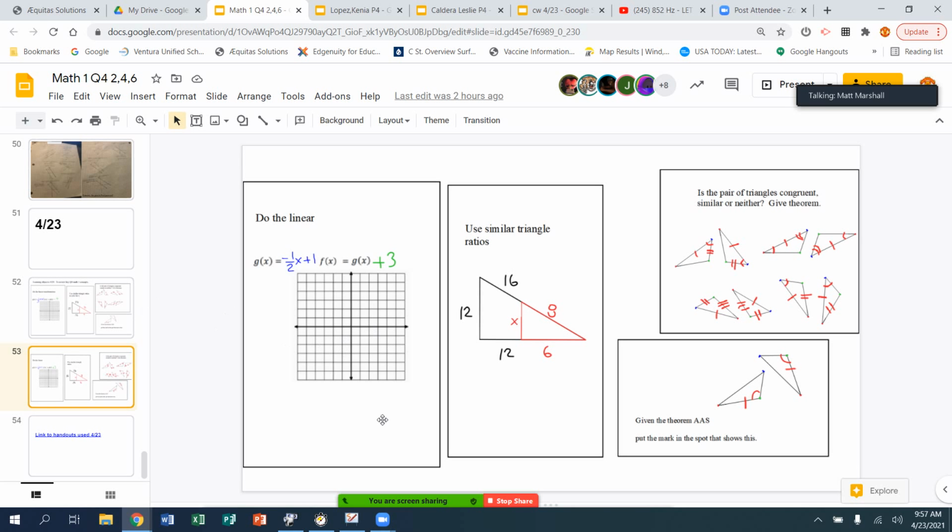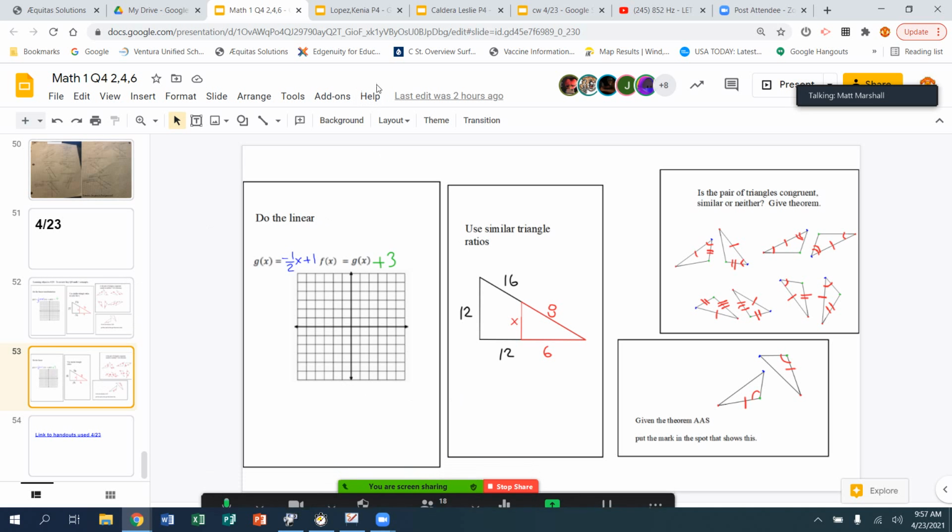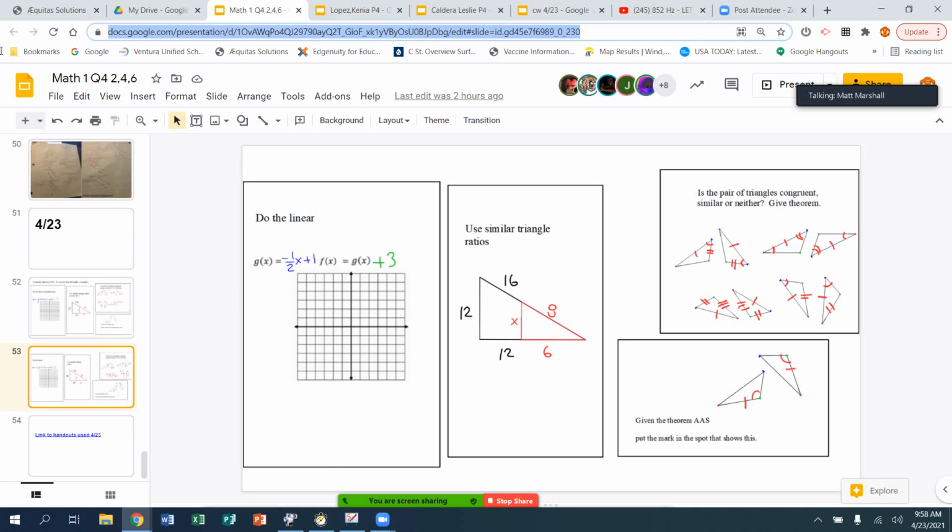All right, questions out there? Anybody? Can you still hear me out there? Where do you find that slide? That slide is slide 53. It's on the master document.